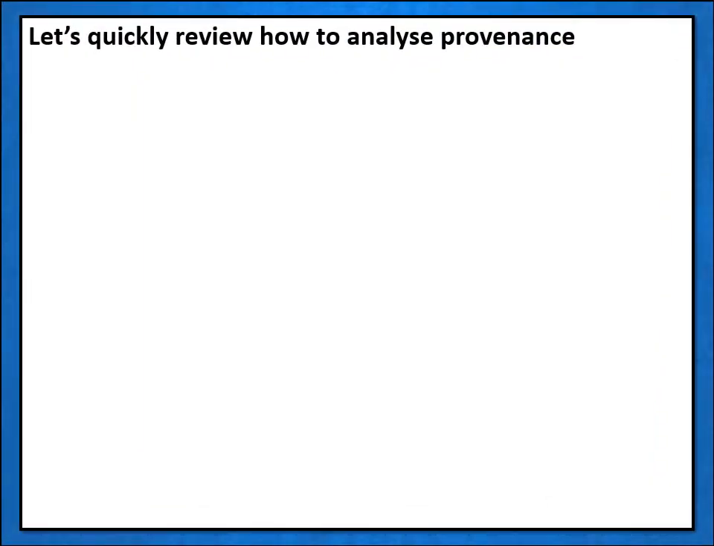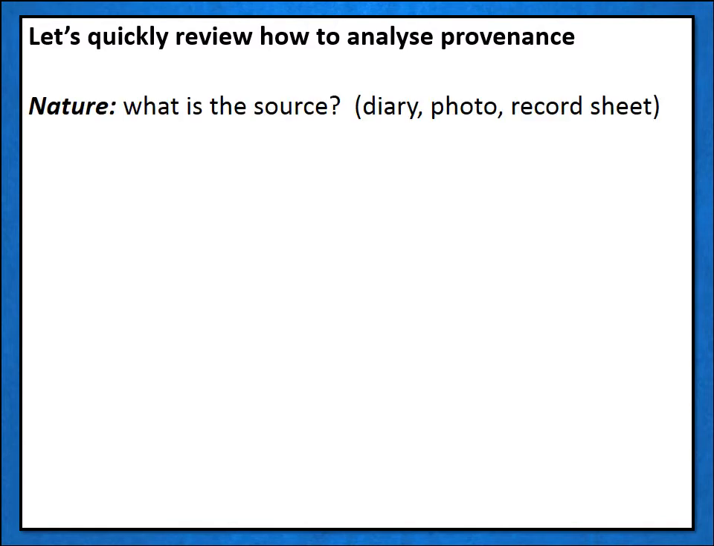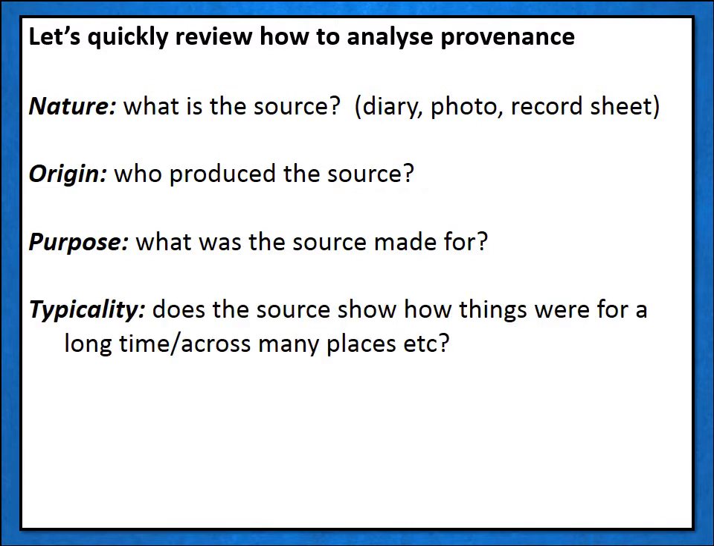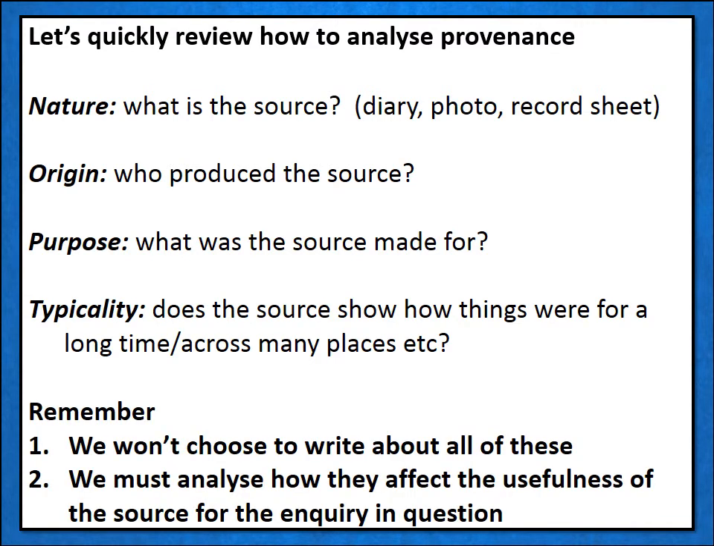Now when it comes to analysing provenance, there are certain features of the source that we can look at. We can look at the nature of the source, what it is. We can look at the origin, who produced the source, maybe the purpose that the source was made for, and also maybe the typicality of the source. Does it show the kind of things that we would expect to see across a long time or in many places? Now we're not going to write about all of those things, we're not going to choose all of them. What we're going to do is to choose one, maybe two, which are going to give us the best points that we can use. We don't work through these things mechanically, that's not what the examiner wants to see.